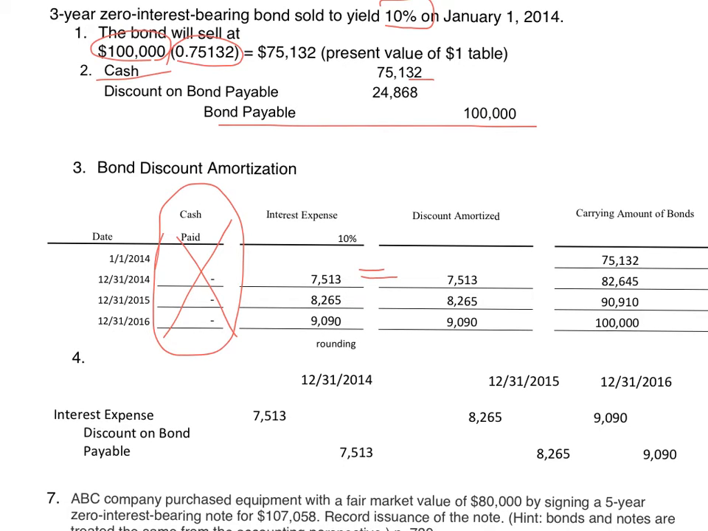As usual, to calculate your interest expense, you will take carrying amount of the bond on that date and multiply it by your market rate, in our case 10%. And you do the same year after year.